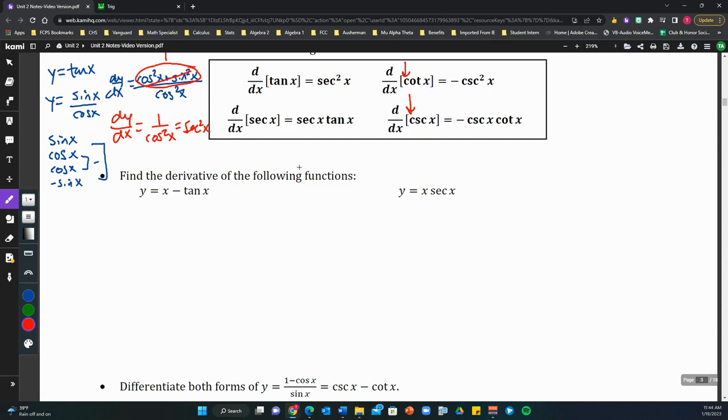So remember, multiple terms means we take the derivative of each one individually. So we have y equals x minus tangent of x. So dy dx would be the derivative of x, which is 1, minus the derivative of tangent, which is secant squared.